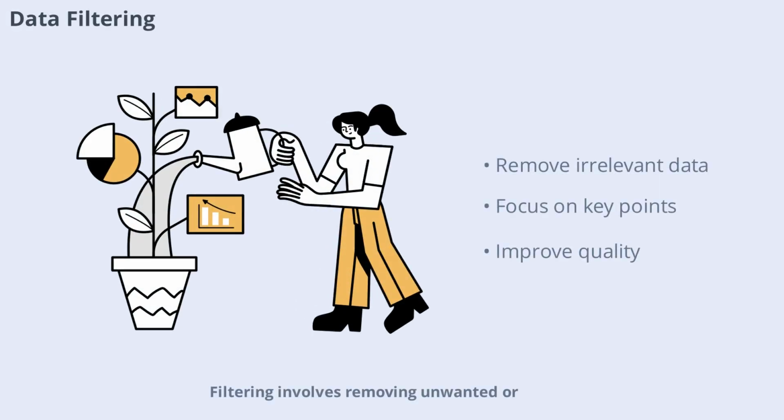Filtering involves removing unwanted or irrelevant data points from your dataset. This can include outliers, errors, or data outside a specific range. Filtering helps focus your analysis on the most relevant information, improving the quality of your results. Various filtering techniques are available depending on the type of data and the goals of your analysis.